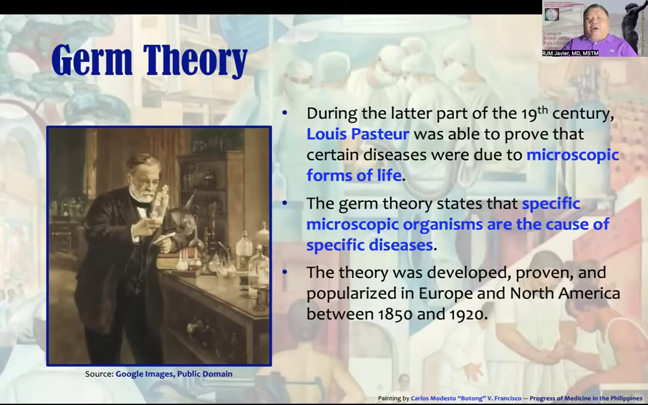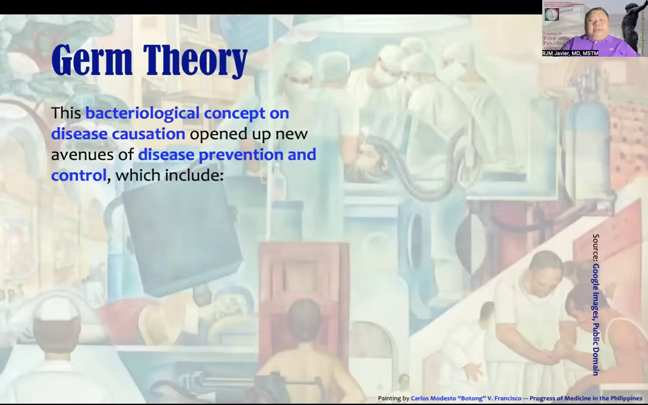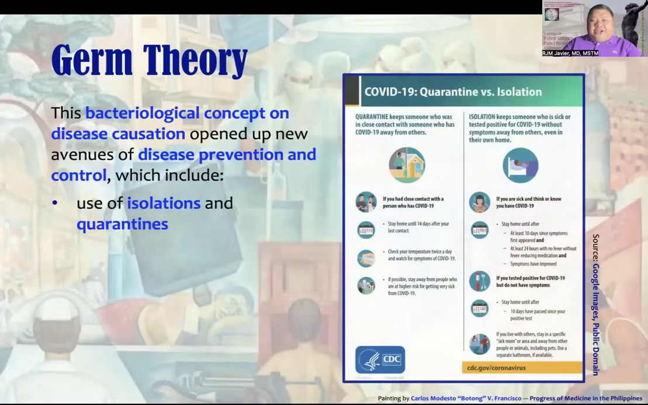And he was able to prove that there are medical conditions that were secondary to the presence of microscopic organisms or different forms of life. The germ theory states that specific microscopic organisms or pathogens are the cause of certain communicable diseases. This theory was developed, proven, and popularized in Europe as well as in Northern America sometime from 1850 to 1920. It is because of the germ theory that we now know the bacteriological concept of disease causation, which opened up new avenues of disease prevention and control, which would include isolation and quarantine.